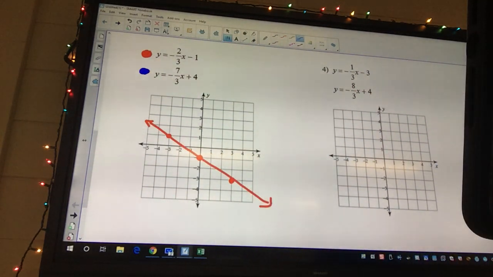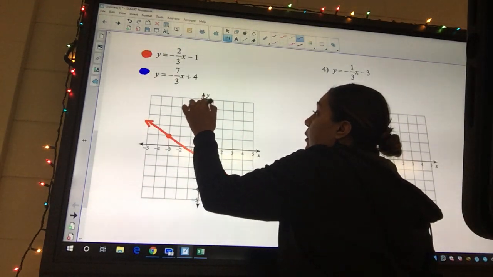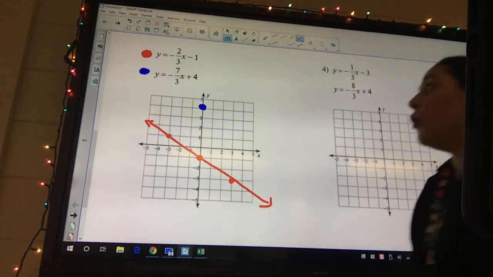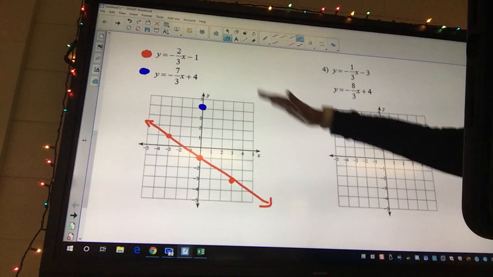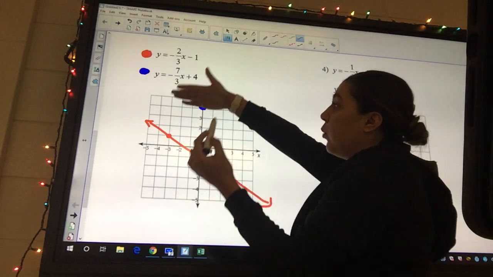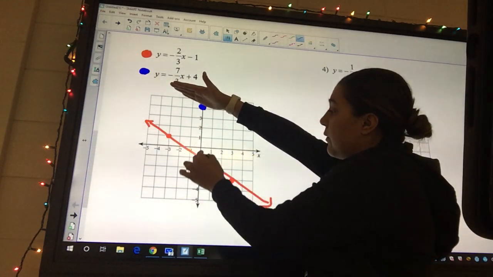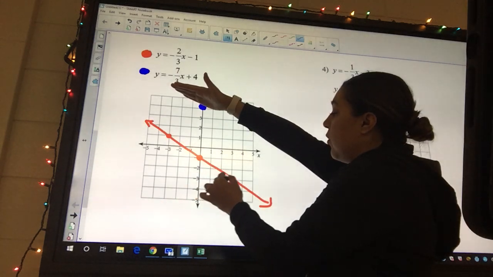Okay, the second one. Okay, my y-intercept is at +4. And my slope is 7 over 3, and it's also negative. So my line should be kind of going this way. So we say, could we go up 7? Well, we can't. So we're going to go down 7, 1, 2, 3, 4, 5, 6, 7, and over 3.